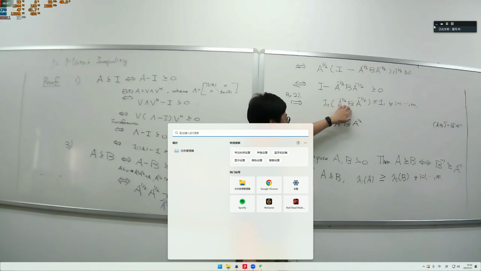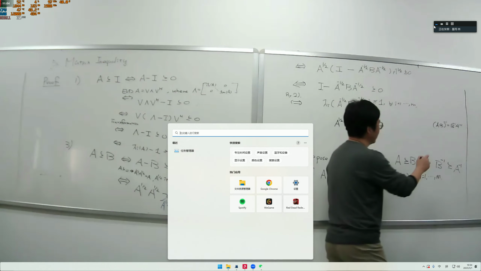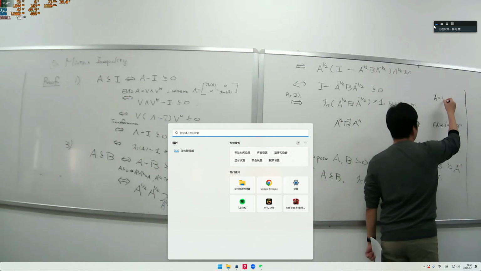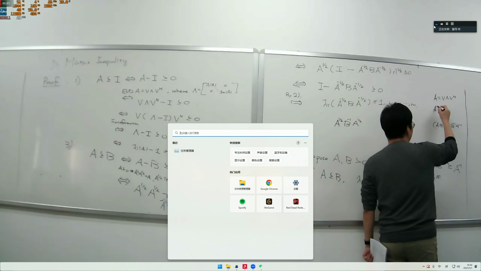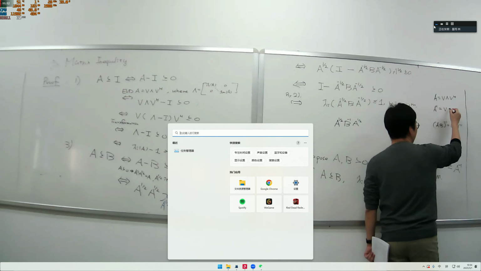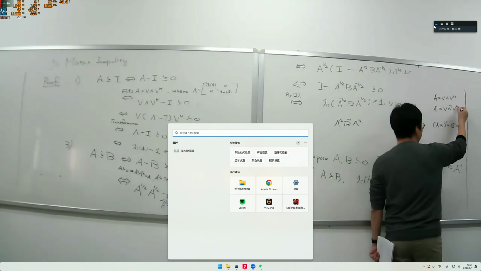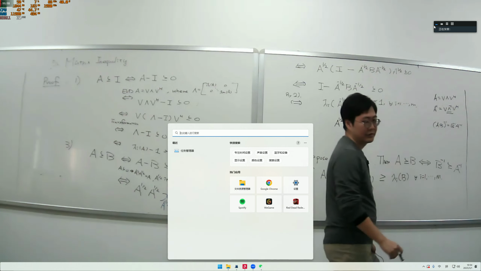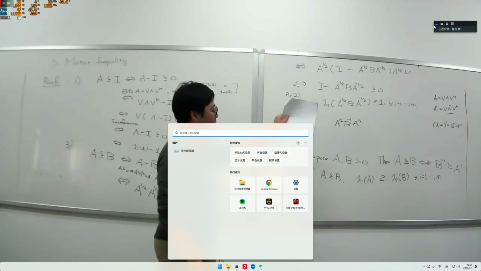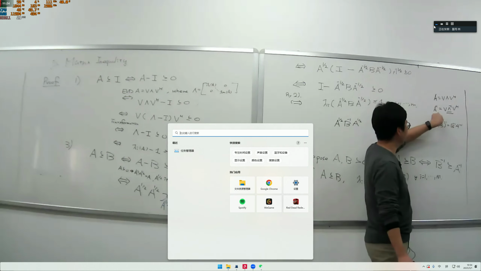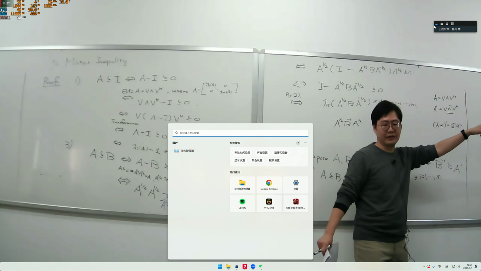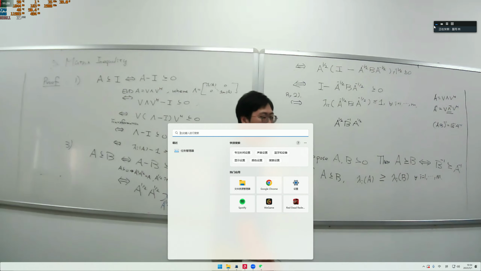Then what's the relationship between the eigenvalues of this one and this one? By EVD, if A has an eigenvalue decomposition like this, then A inverse will be V lambda inverse V transpose, right? So the eigenvalues of A, suppose lambda 1 to lambda m, then the eigenvalues of A inverse will be lambda 1 inverse, lambda 2 inverse, up to lambda m inverse, right?